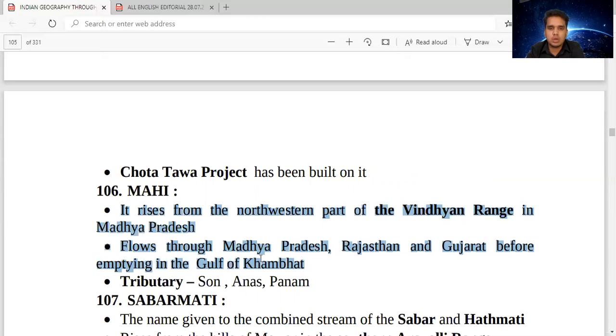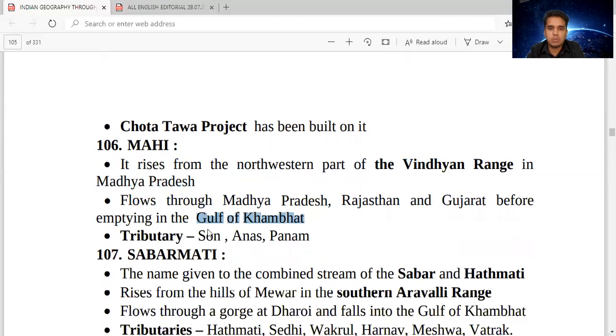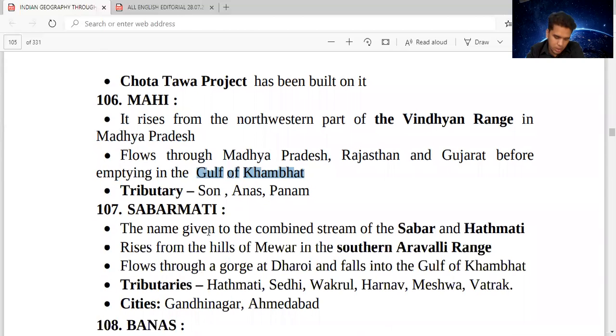It is also a west flowing river, so we need to write it. It rises from the northwestern part of the Vindhyan range in Madhya Pradesh, flows through Madhya Pradesh, Rajasthan, and Gujarat before emptying into the Gulf of Khambat. Next is 107, Sabarmati.